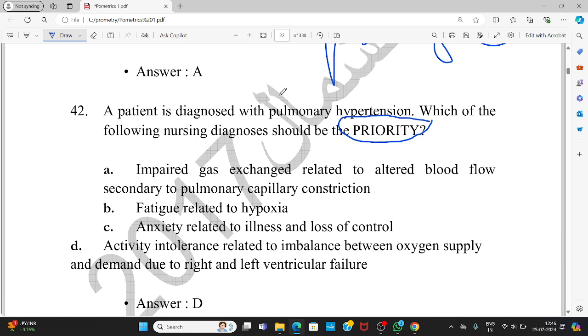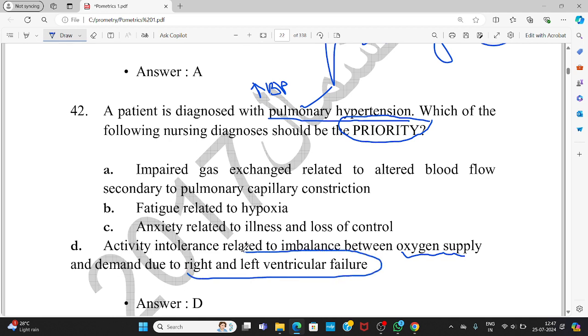So since this is about pulmonary hypertension, so there is increased blood pressure, but the cause is from the lungs. Impaired gas exchange related to altered blood flow secondary to capillary constriction. Fatigue related to hypoxia. Anxiety related to illness and loss of control. Activity intolerance related to imbalance between oxygen supply and demand due to right and left ventricular failure.